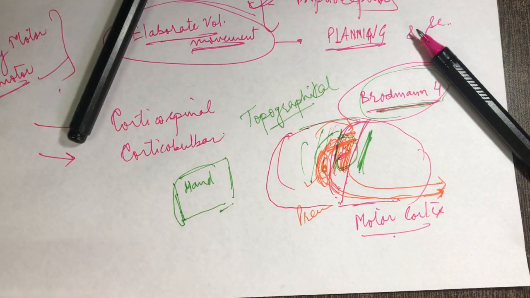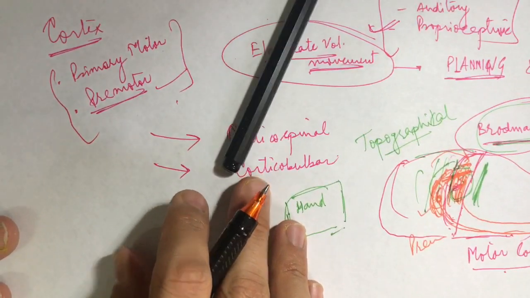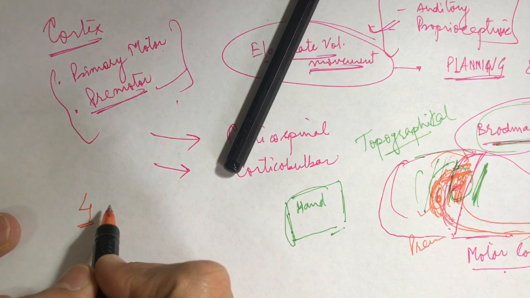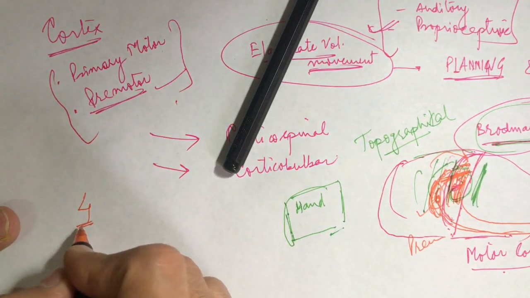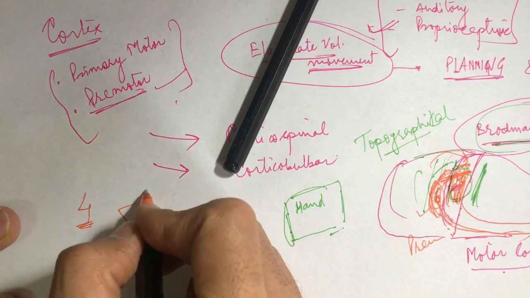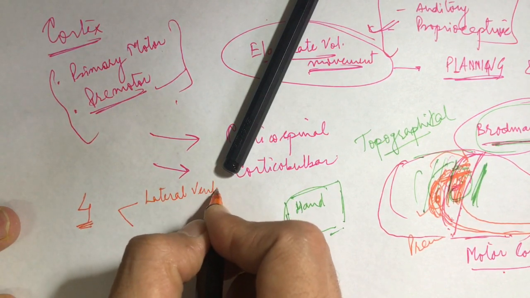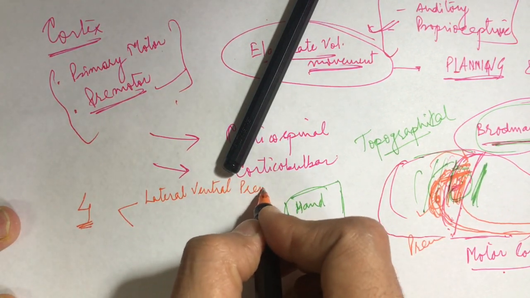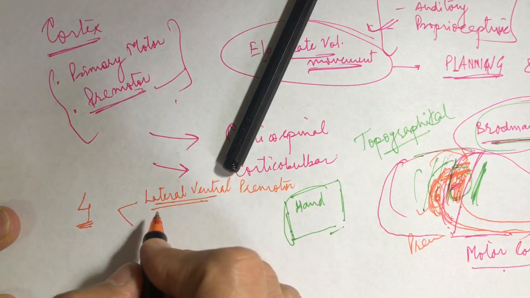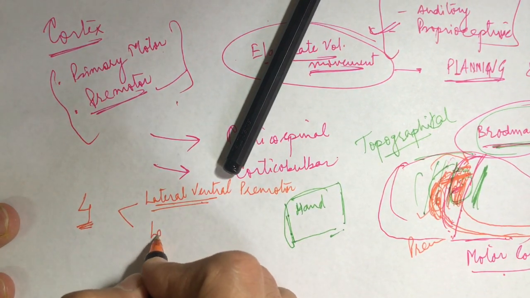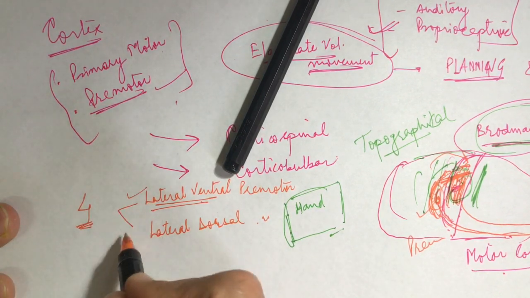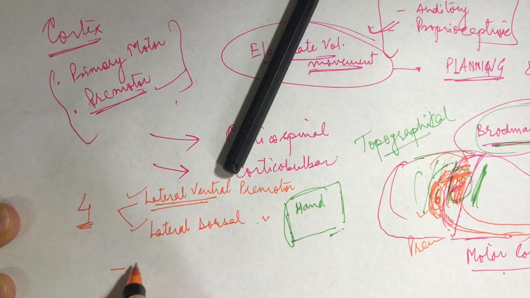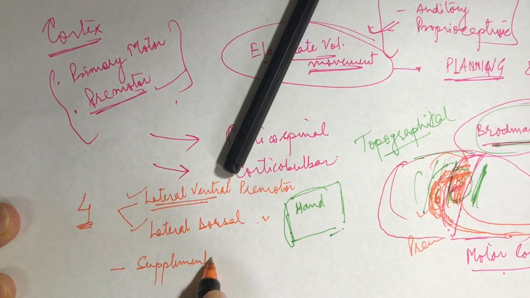Now there are multiple premotor areas. Broadly, we can say there are 4 main premotor areas: 2 on the lateral convexity and 2 on the medial convexity. On the lateral convexity, those 2 areas have been named the lateral ventral premotor area, and similarly, because they are present on the lateral side, the dorsal premotor area. These 2. Now the medial one is the supplementary motor area.